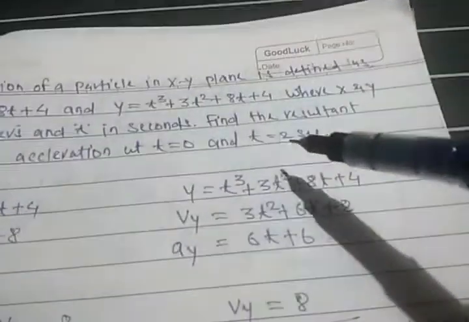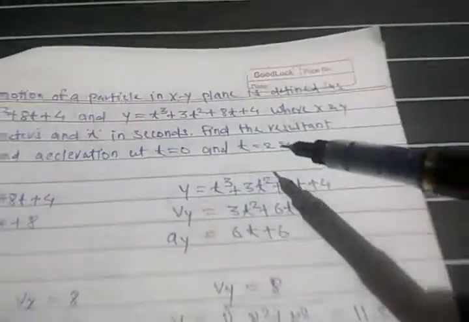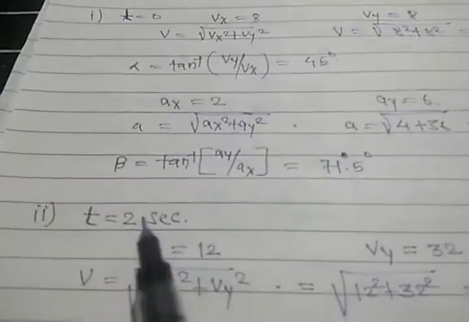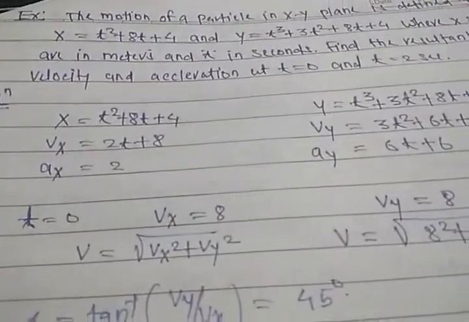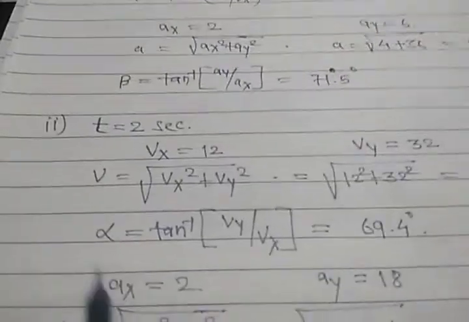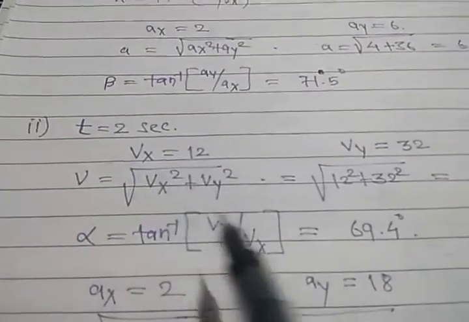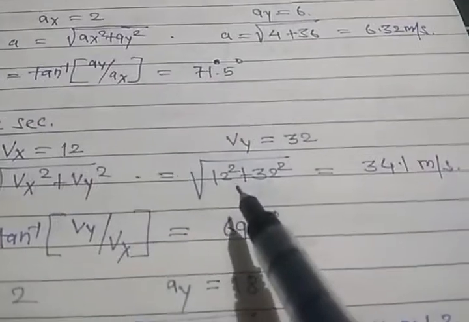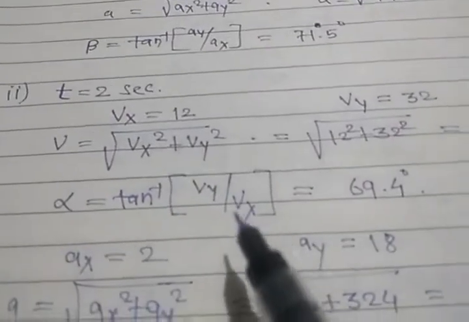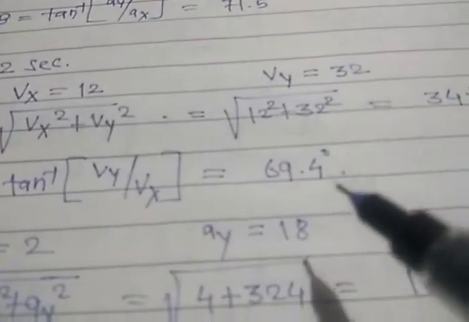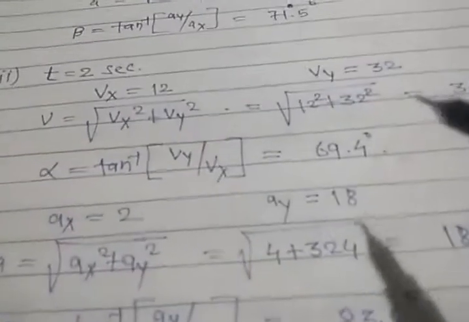Next thing is to find out the values at t equal to 2. So for t equal to 2, vx is equal to 12, vy is equal to 32. Simply we are putting the value of t equal to 2 in the vx and vy equations. Then v is equal to square root of vx square plus vy square, so we get 34.1 meter per second. And alpha, tan inverse of vy upon vx, is 69.4 degrees.